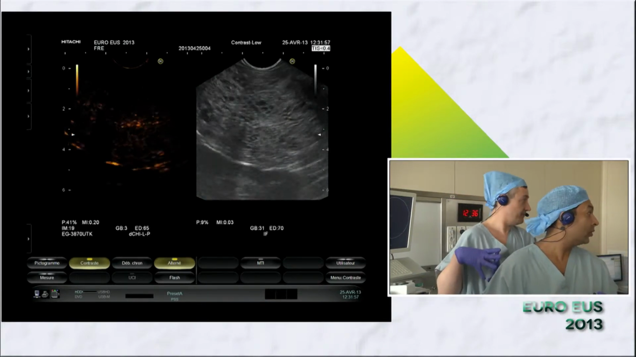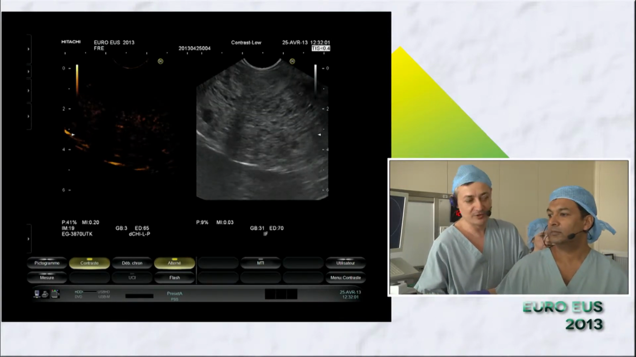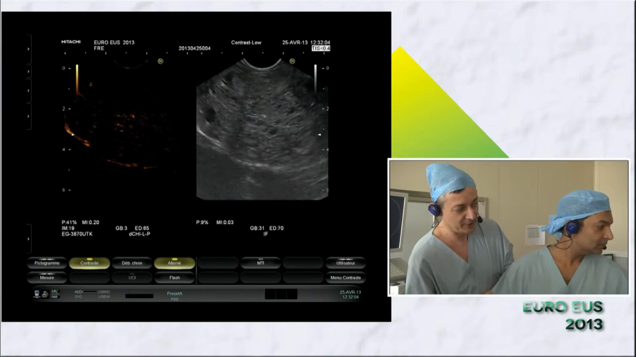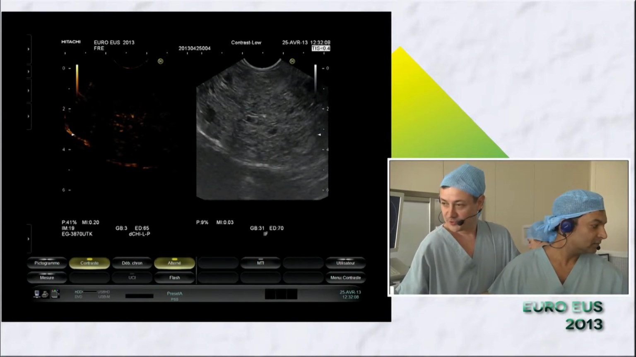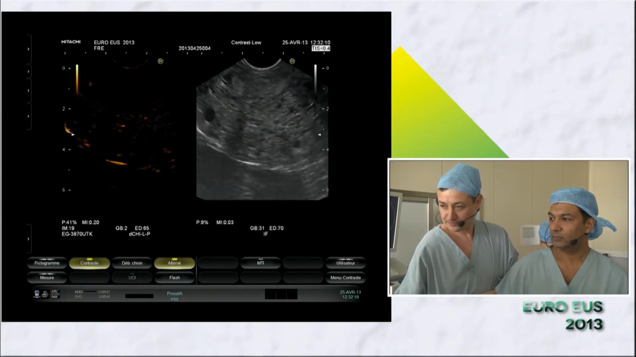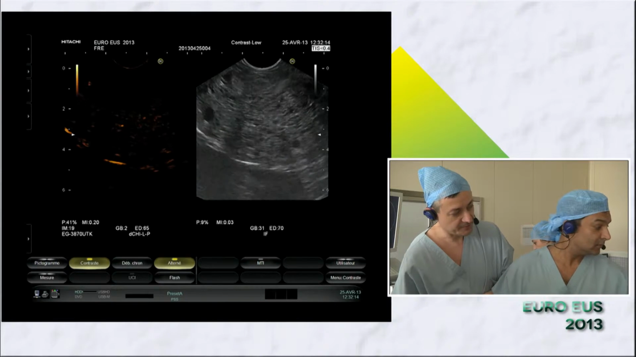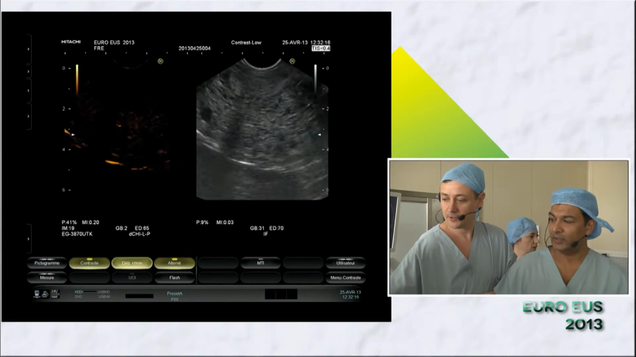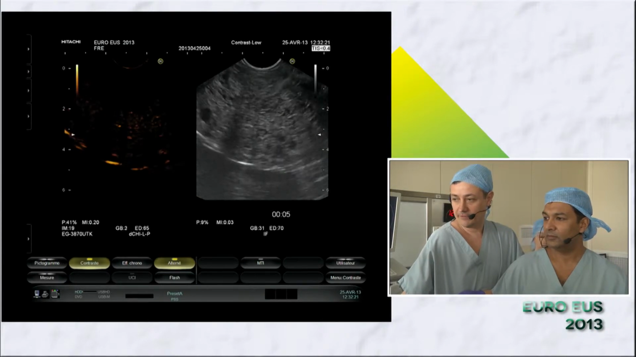Okay. So now we're ready with the SonoView. So we will inject in bolus 4.8 milliliters. And then we will try to see what happens. Okay, so we start. SonoView is in. How many seconds should it take? It's usually taking 10-15 seconds until it reaches the pancreas.